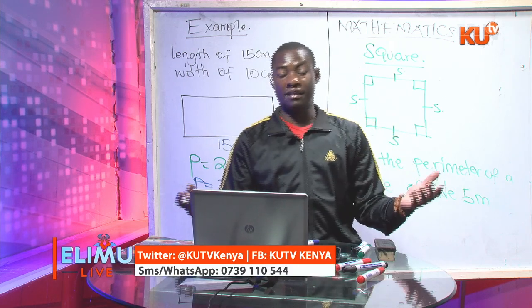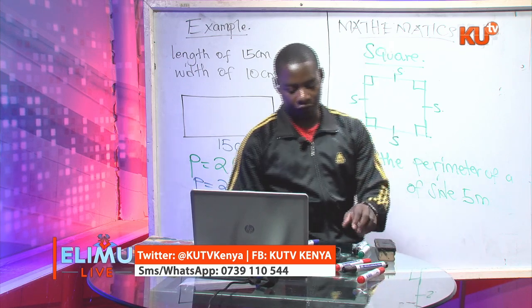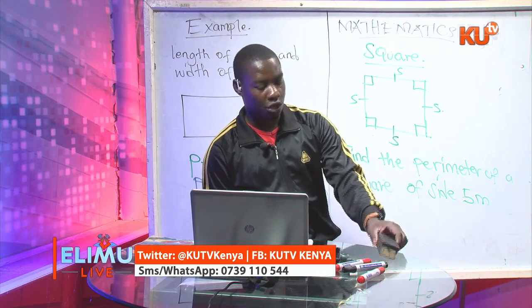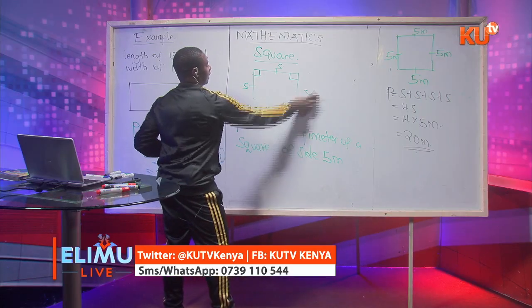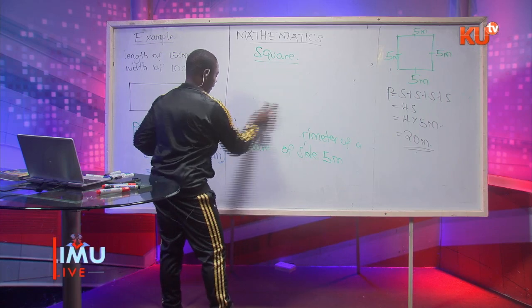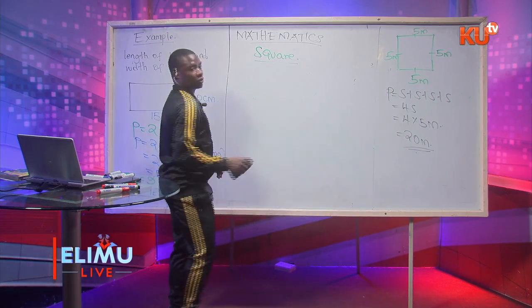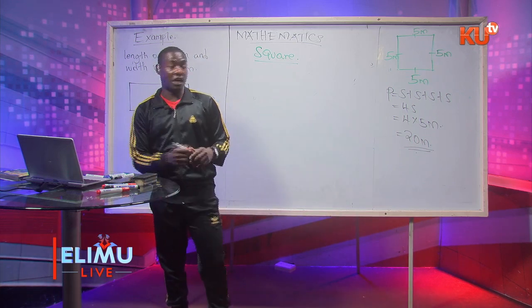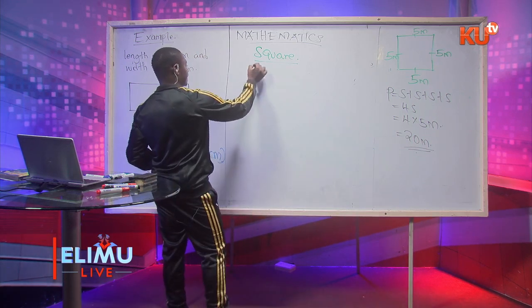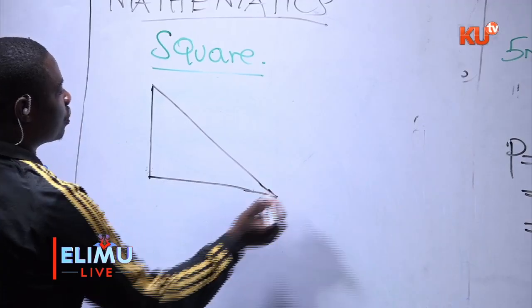And the other thing, we can be looking at a triangle. So let's look at a triangle. A triangle is different from quadrilaterals. Quadrilaterals, I said, are four-sided figures, but a triangle is a three-sided figure. So this is what you call a triangle.